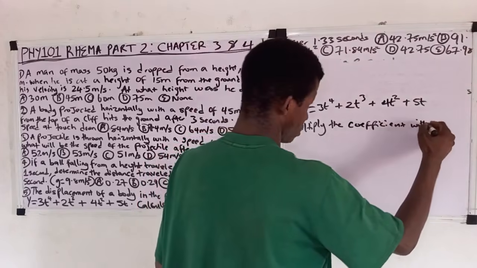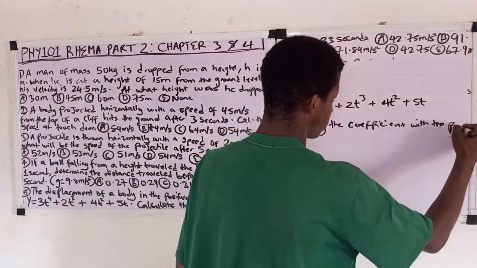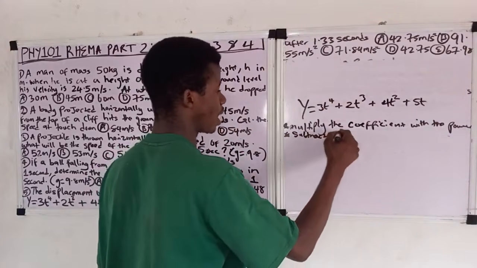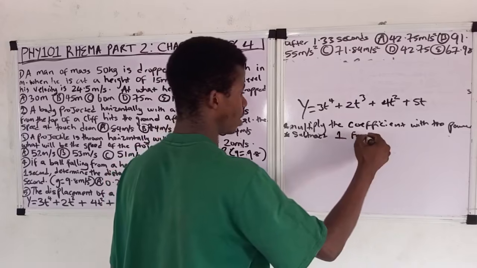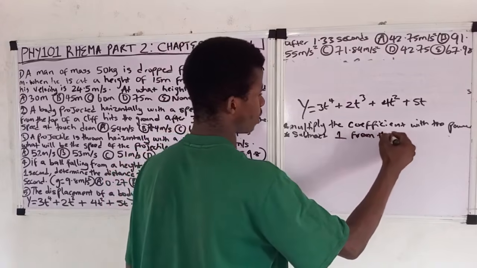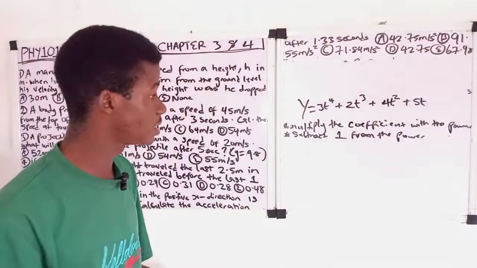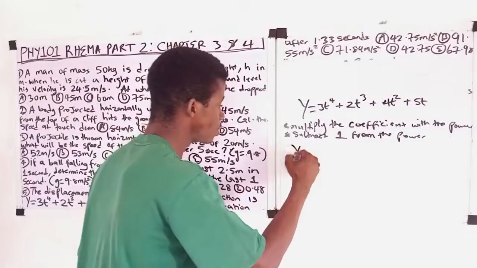With the power. Then the next thing we're going to do is subtract 1 from the power. So that is how you differentiate using the power rule. Yes, very easy. So let's do it. y is equal to what?